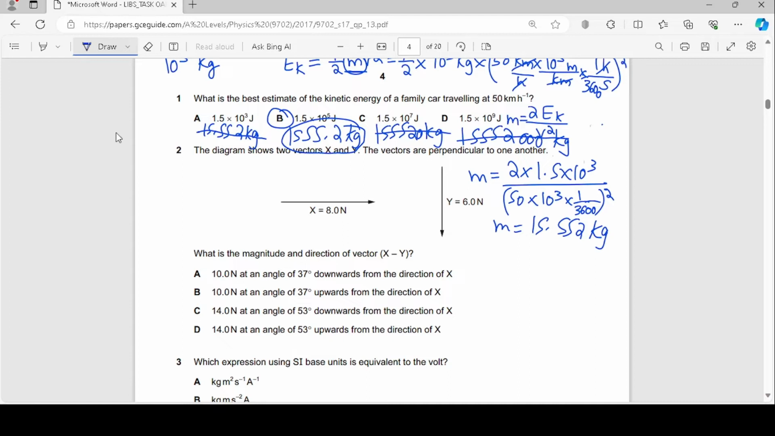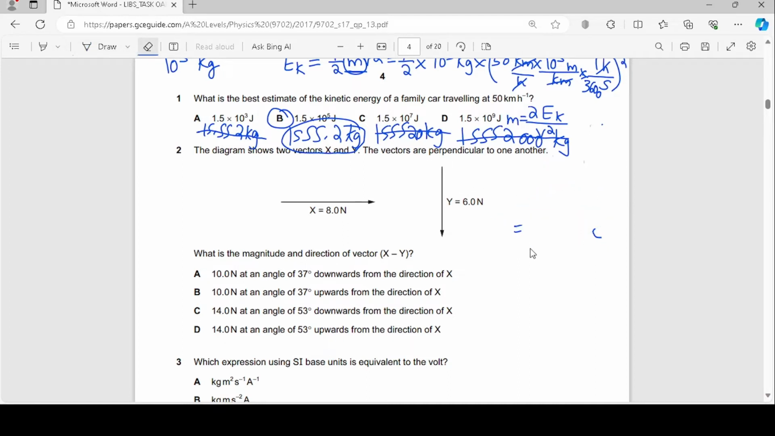And anyways, I'm going to just erase this and let's go to question number 2. The diagram shows two vectors x and y. The vectors are perpendicular to one another. Okay, so they're perpendicular. Now, what is the magnitude and direction of vector x minus y? So if it's x minus y, well, x is going in this direction, so we can just keep it like that, but minus y. So minus y means we have to reverse this arrow, right? So I'm just going to reverse that arrow. And so this is minus y, okay?